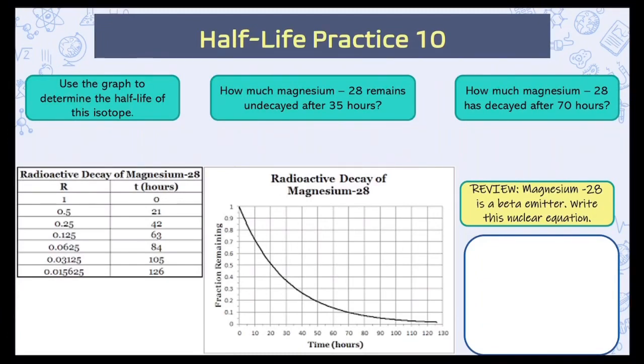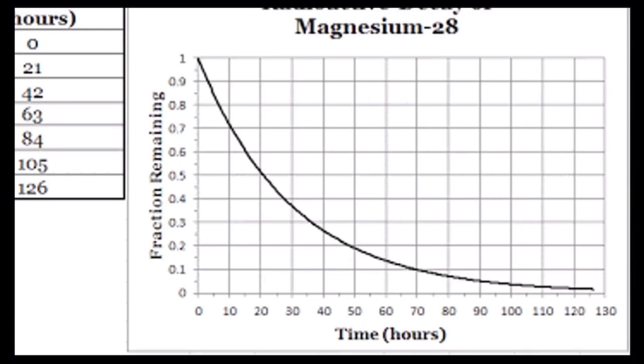In this problem, we're going to focus on the graph, analyzing the data. So we're going to use the graph to determine the half-life of this isotope, magnesium-28. So take a look at the X and Y axis. On the X axis, we've got time represented in hours and fraction remaining on the Y axis. So if you zoom in, and if you remember that the 1 represents the entire fraction, so 1/1, that's 100% of the sample that we're starting out with.